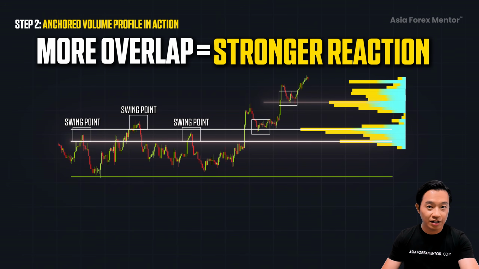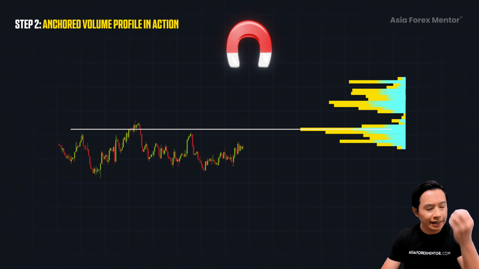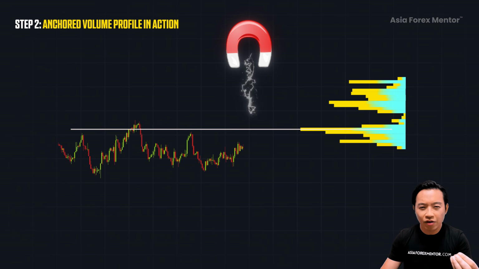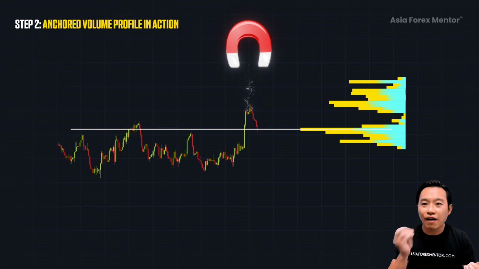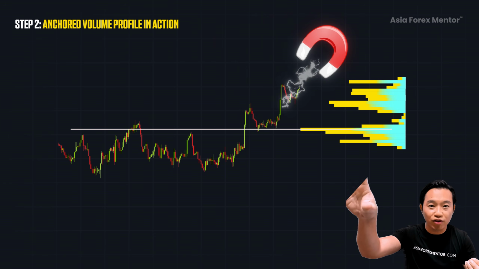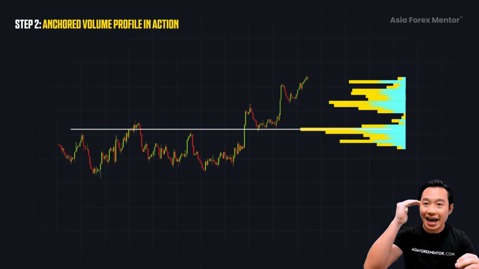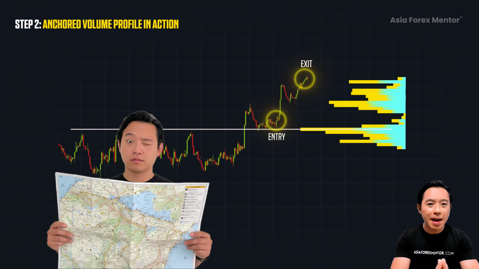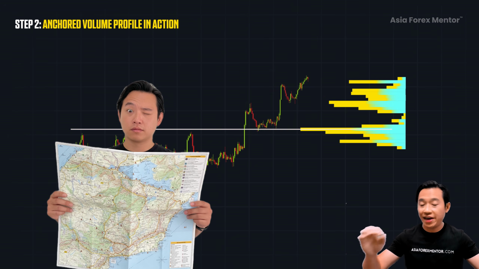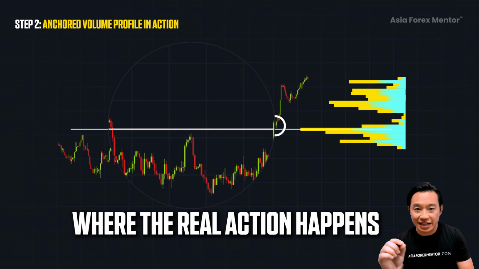All right, so now every high quality zone is going to be like a magnet. So imagine it like a magnet that is strong enough to pull price towards it, but it's also tough enough to push price away from it, which is why that would then become your strong entry or your strong exit area. Okay, so now that you have mapped up the picture with anchored volume, now it's time to zoom in where the real action happens.